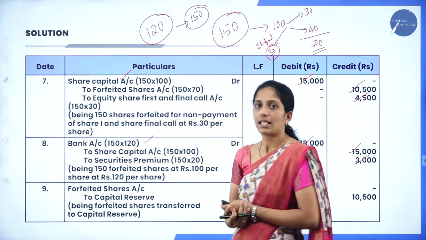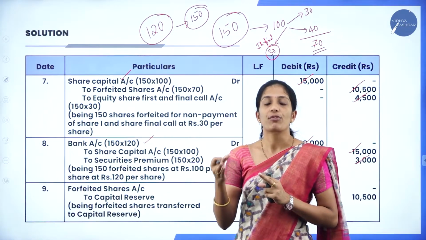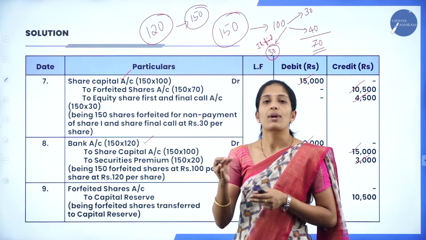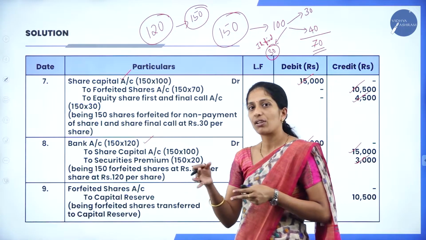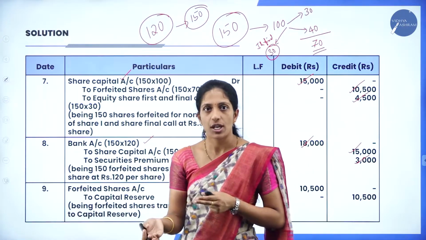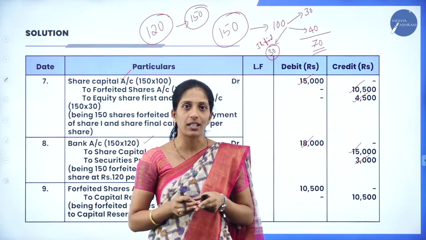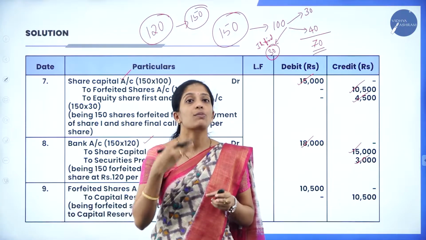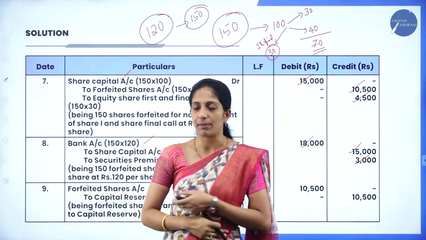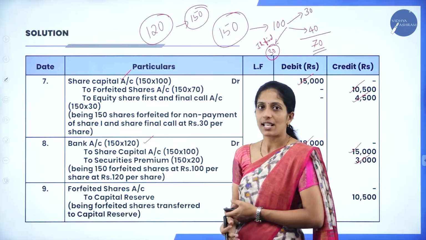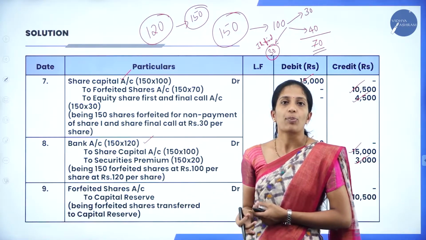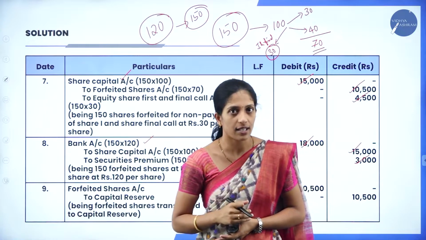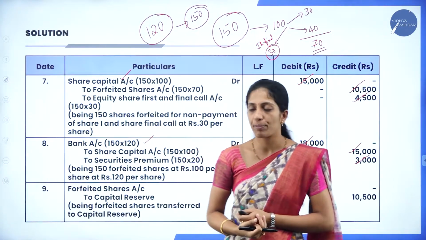Now how can you write the narration? Being 150 forfeited shares reissued at a premium of rupees 20 each. Or you can say being 150 forfeited shares reissued at rupees 120 each. It is understood that it is more than face value, so it is premium. So hope you are clear with this entry. Only this entry was quite different. In the earlier problem they were reissuing at a discount. Now they have reissued at a premium.